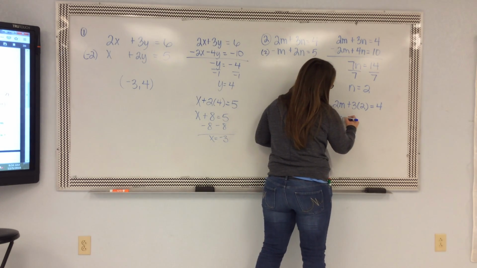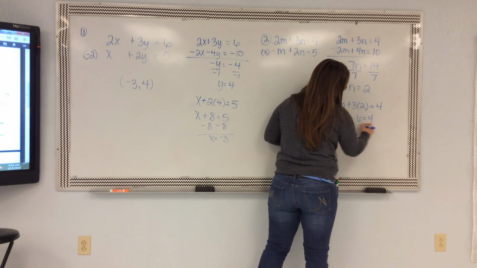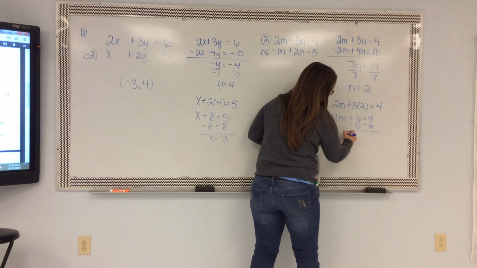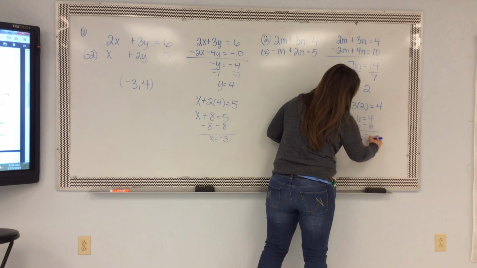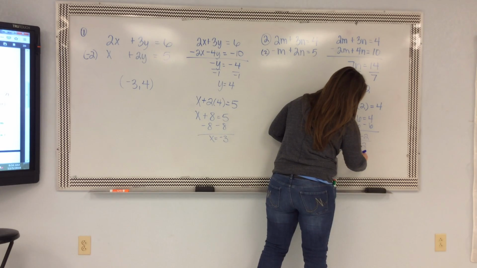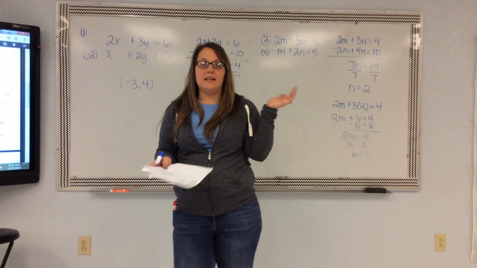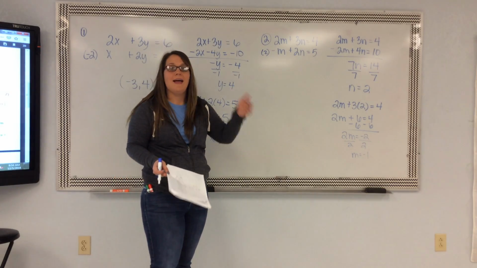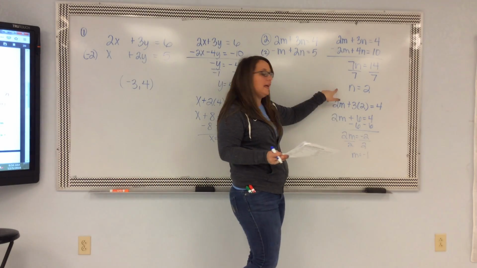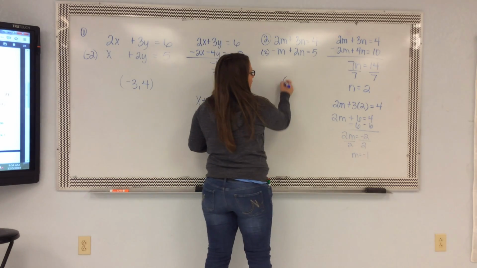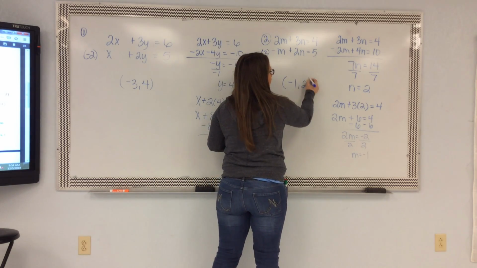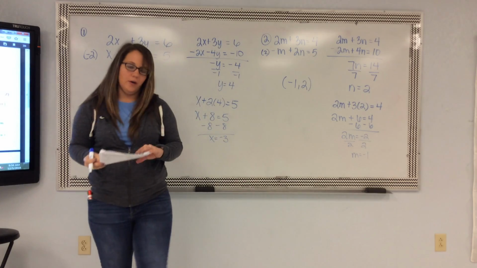So 2m plus 6 equals 4. Minus 6, minus 6. 2m is equal to negative 2. Divided by 2, divided by 2. M is equal to negative 1. A, B, C, D, E, F, G, and so on, L, M, N. So in order, alphabetically, my ordered pair goes negative 1, 2.